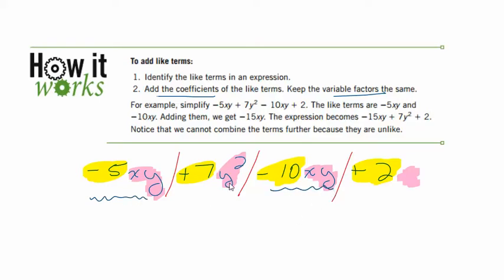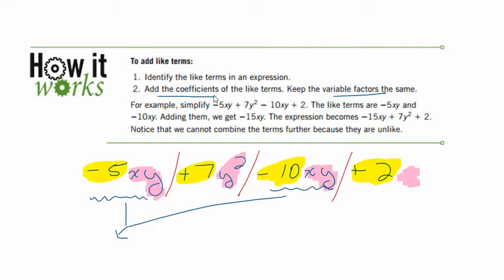That one's got a y squared. I don't have any other y squared, so there's no term like that. This doesn't have any variables. I don't have another term without variables, so that one's all by itself as well. So the only 2 that I can combine are these 2. Okay, how do we combine them?